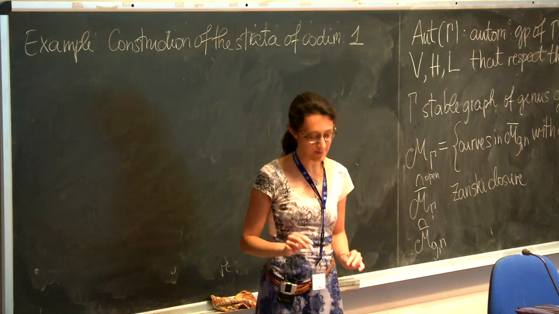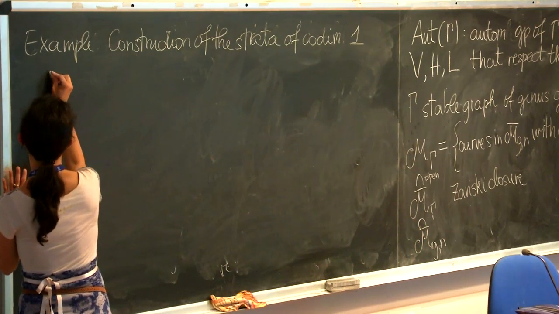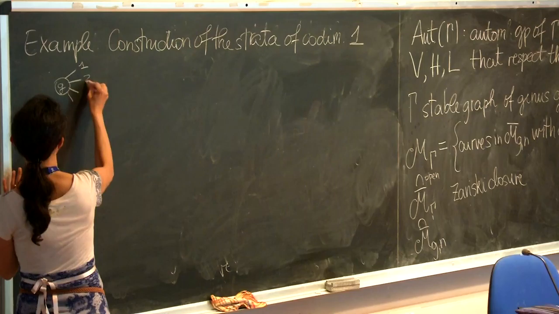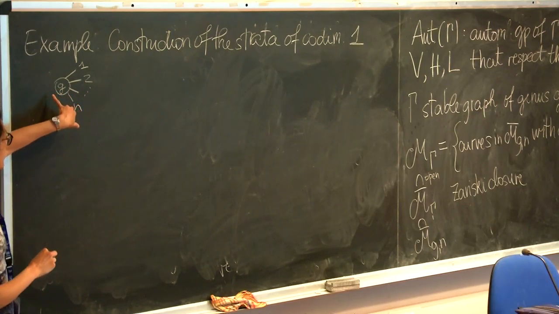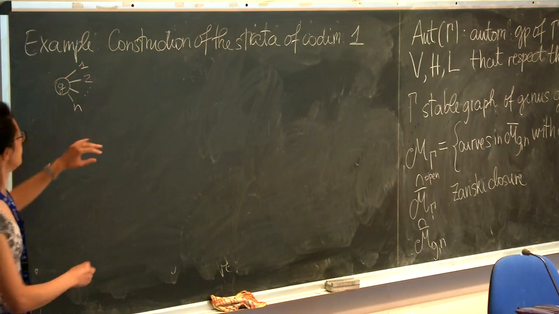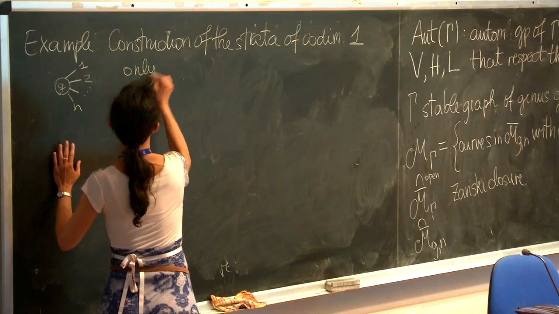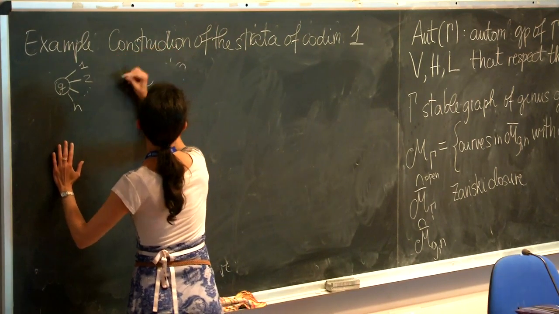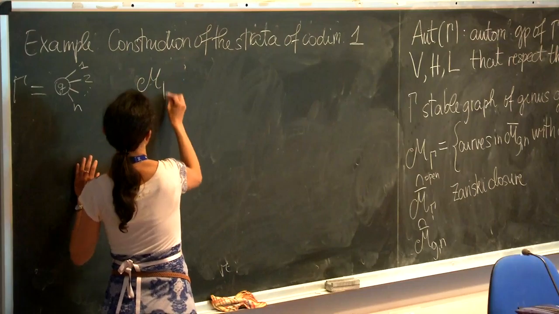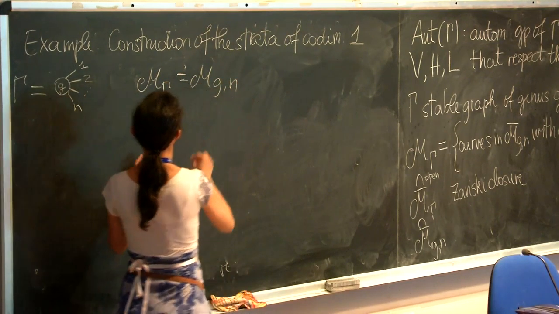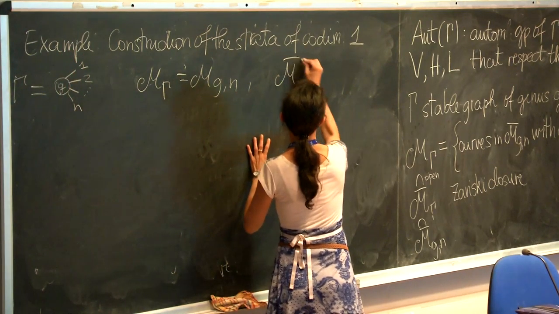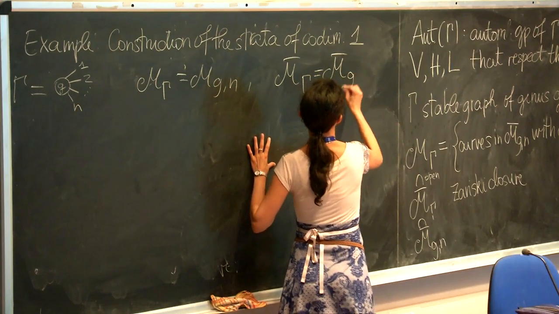So, of course, there is just one stratum of codimension zero. It has just one vertex and n leaves, and this encodes the general stratum. So if we take this to be our gamma, then we have that M_gamma is just M_{g,n}, the open one, because these are the curves that are exactly this topological type. And then, of course, the closure is going to be M_{g,n} bar itself.